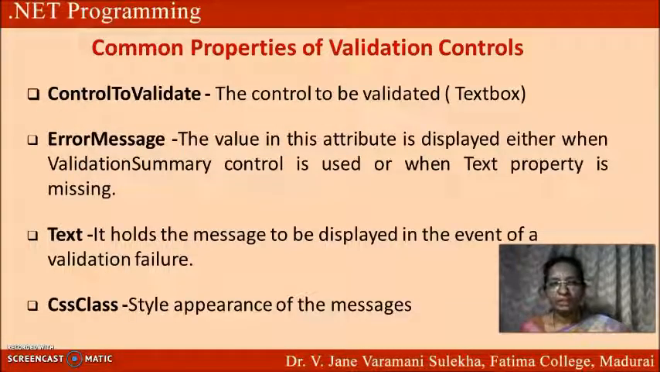Before going into the controls, we should know the properties of the validation controls. The first property is control to validate. Which control is to be validated should be specified here. The second one is error message. The value in this attribute is displayed either when validation summary control is used or when text property is missing.